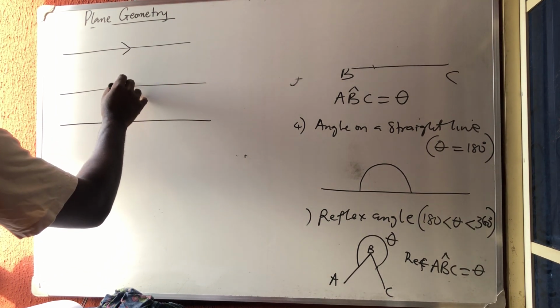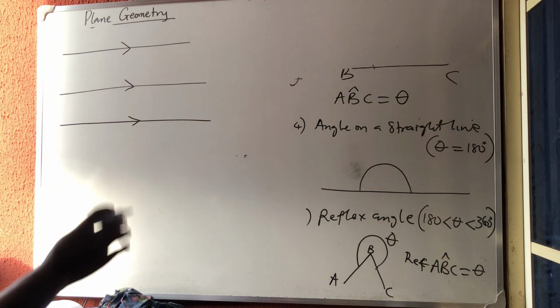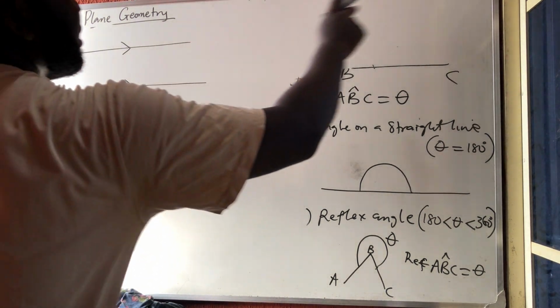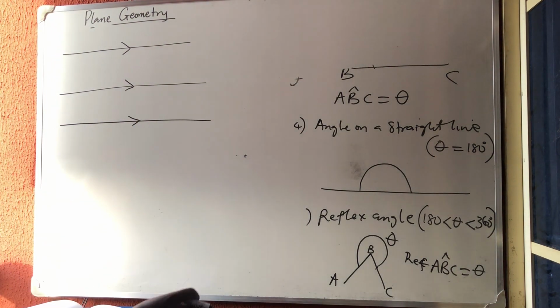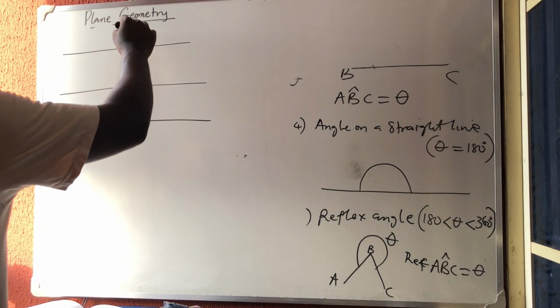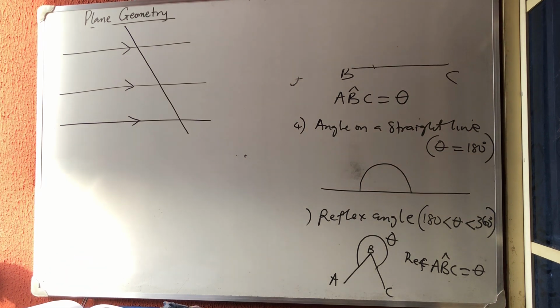A parallel line is any line that can never meet, no matter how far you extend them. If I start extending this to wherever, they can never meet. We call them a parallel line. Then if I have these 3 parallel lines, and I now have a line that crosses them like this, this line that crosses them is what we call a transversal line.